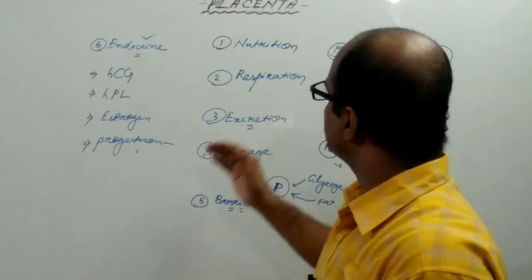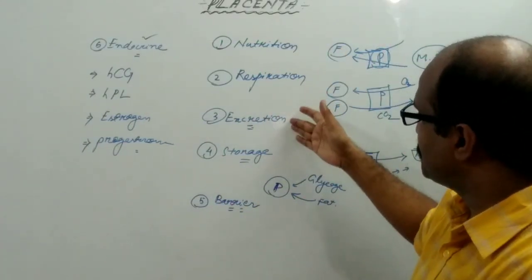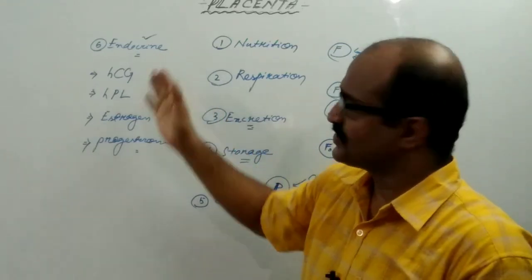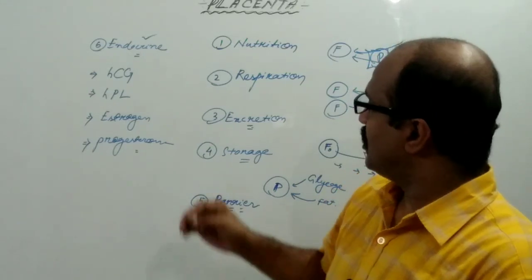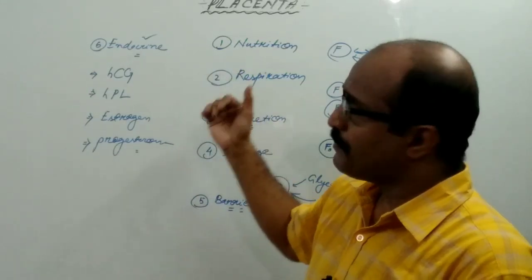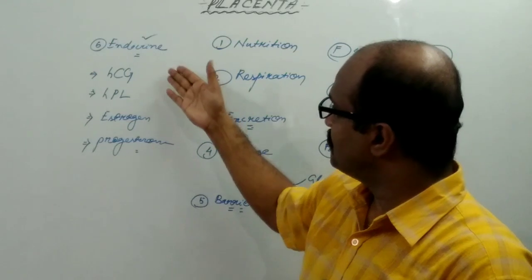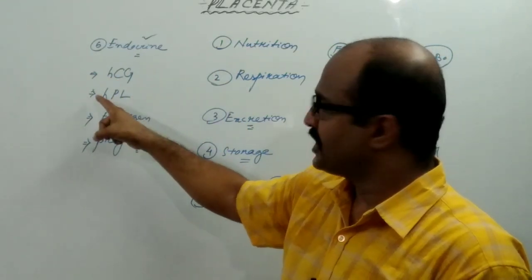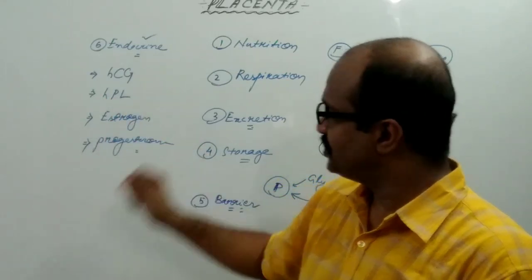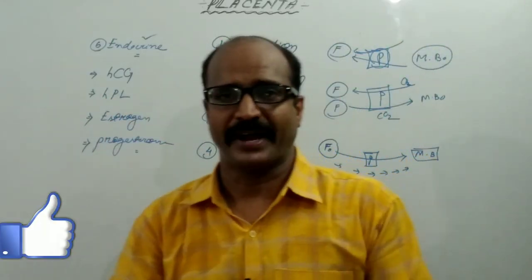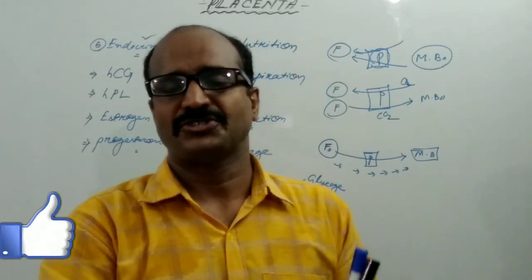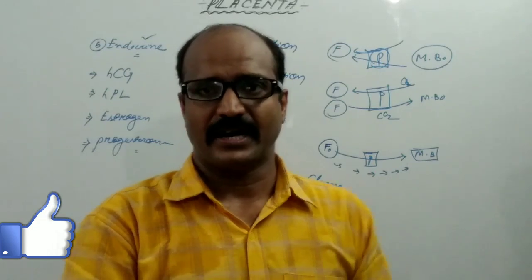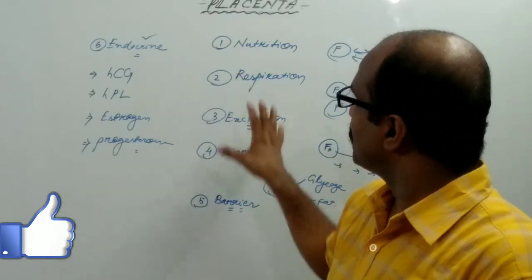So the placenta has different types of function. The main functions are nutrition, respiration, excretion, storage and barrier, as well as it acts as an endocrine part of the body. At the time of pregnancy, the placenta releases different hormones like human chorionic gonadotropin, human placental lactogen, estrogen, progesterone, which maintain the pregnancy. So this is the whole structure and the elaborate types of the placenta, as well as the different functions of the placenta.